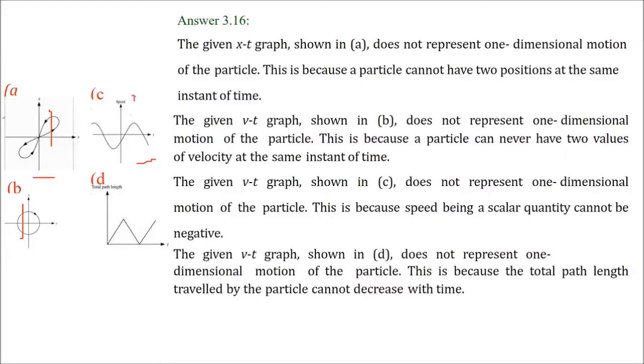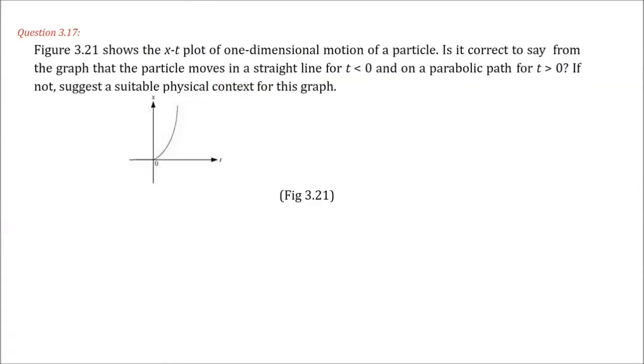In this case, it again does not represent one-dimensional motion. Why? Because speed is a scalar quantity, and a scalar quantity, how can it be negative? It cannot be negative. And in this case, it is path length versus time. Path length can never be negative. Path length has to add up. So it will go like this only. It will never come down.